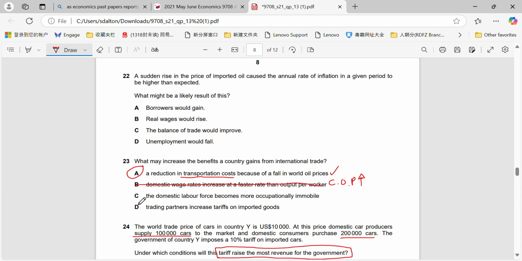Domestic labour force becomes more occupationally immobile, definitely not as well. It will restrict their ability to move between industries. And trading partners increase tariffs. Same thing. That's going to make our exports less price competitive. So it's definitely not going to allow us to benefit from international trade.